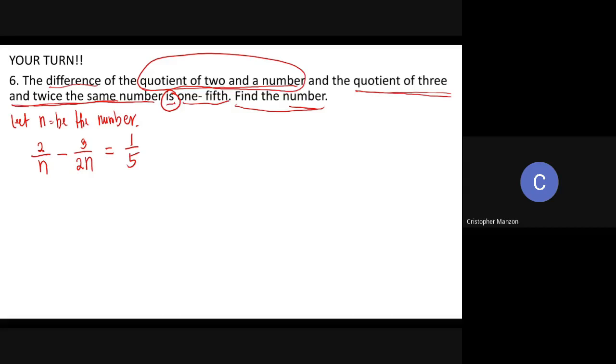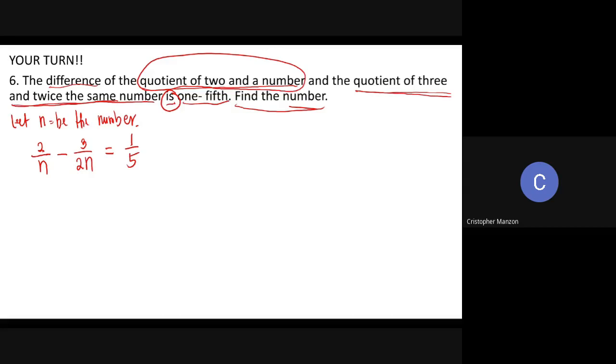John Mark answered n is equal to 5 over 2. Hayaan nyo naka-fraction, wag yun ang gawing decimal. Maubusan tayo ng oras. Bigay ko rin sagot ha. John Mark's answer was correct. n is equal to 5 over 2.